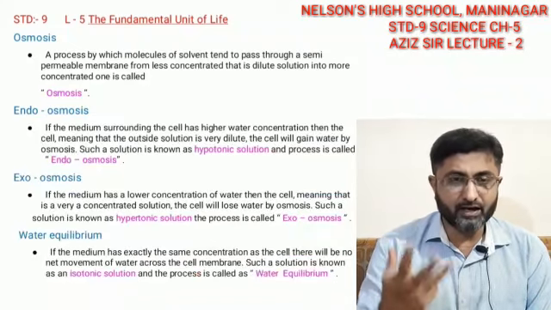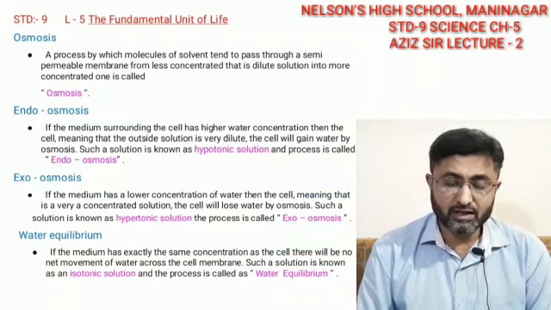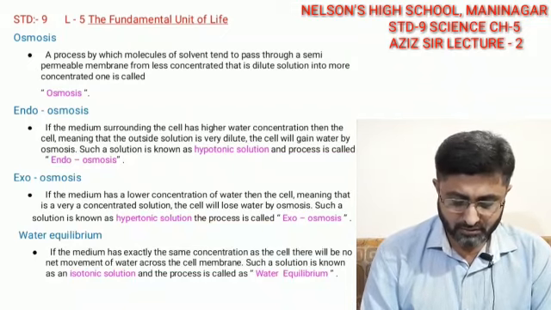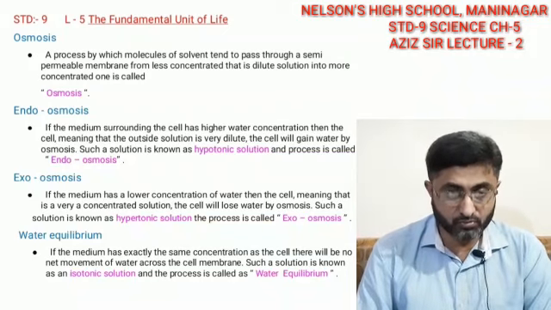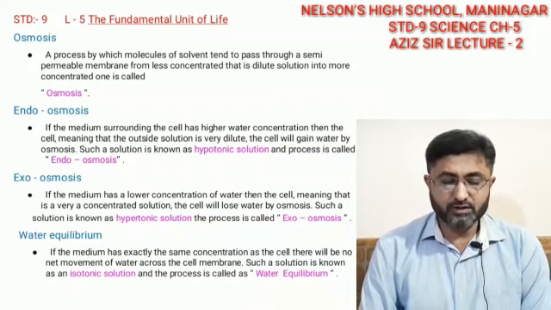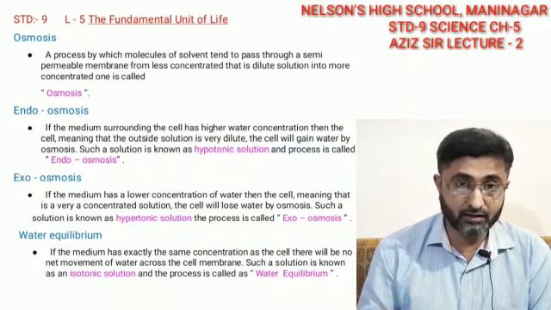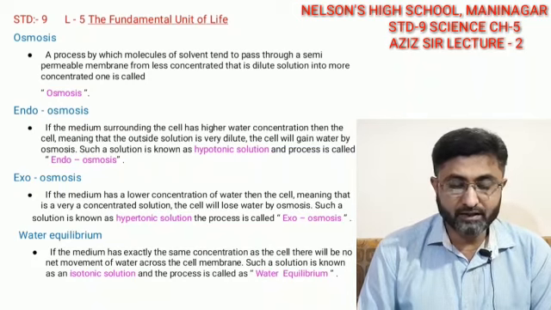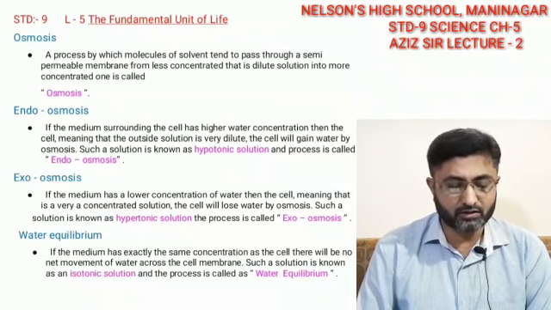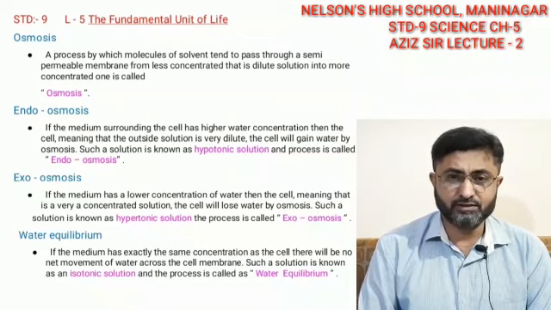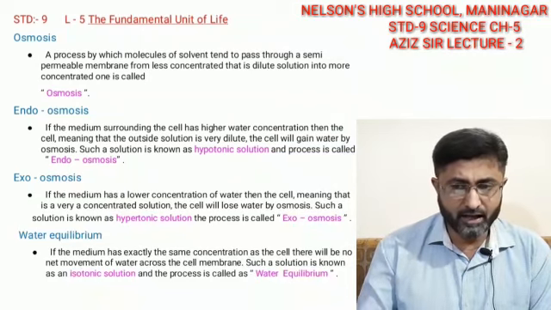Now there are three kinds of osmosis. One is called endo-osmosis, another exo-osmosis, and the third is equilibrium, that is, water equilibrium. The word osmosis is used specially for water molecules only. In endo-osmosis, the medium surrounding the cell has a higher water concentration than the cell, meaning the outside solution is very dilute and the cell gains water by osmosis. Such a solution is known as a hypotonic solution, and the process is called endo-osmosis.